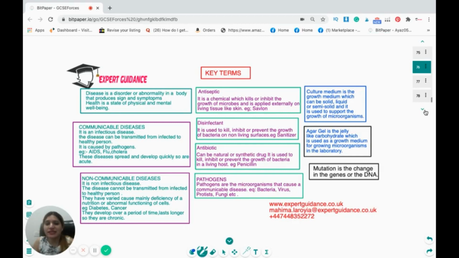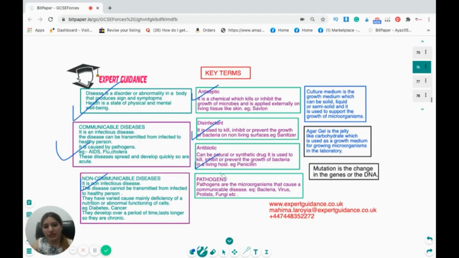So disease, as we said, is a disorder or an abnormality which produces signs and symptoms, and health is a state of physical and mental well-being. Communicable disease is an infectious disease transmitted from an infected to a healthy person. Non-communicable diseases are not transmitted. Antiseptic is a chemical which inhibits the growth of microbes. Disinfectants are used to kill and prevent the growth of bacteria on non-living surfaces. Antibiotics are the drugs which inhibit the growth of bacteria inside the living host.